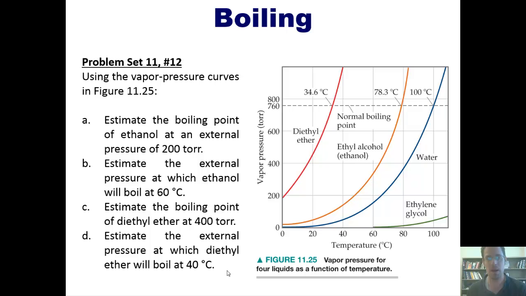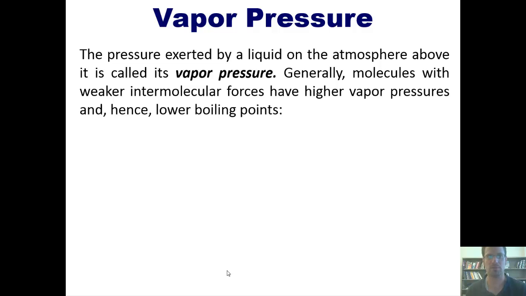Speaking of vapor pressure, I'm now going to talk to you about vapor pressure. Vapor pressure, the pressure of a vapor. As I intimated earlier, the pressure exerted by a liquid on the atmosphere above it is called its vapor pressure. Generally, molecules with weaker intermolecular forces, that is, molecules that don't stick together as much, are going to be able to evaporate much more easily, and therefore they will have higher vapor pressures. That is, they push up on the atmosphere much more intensely than liquids that want to stick together by having stronger intermolecular forces. Therefore, molecules that have weak intermolecular forces have higher vapor pressures and lower boiling points. It takes less heat to get them to separate out and escape.